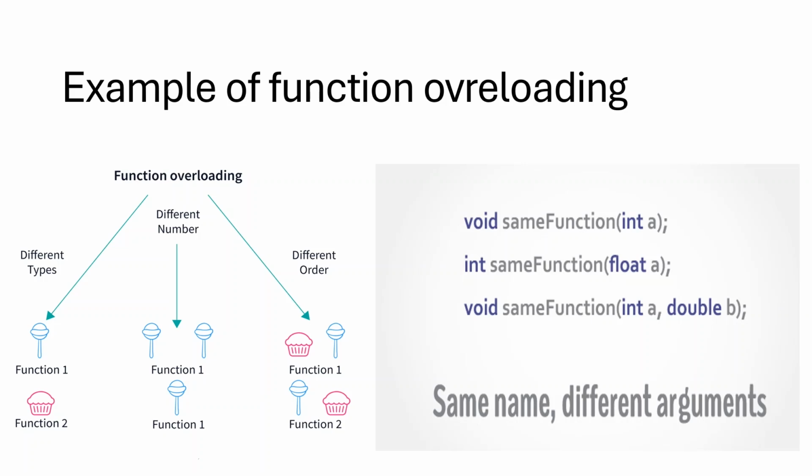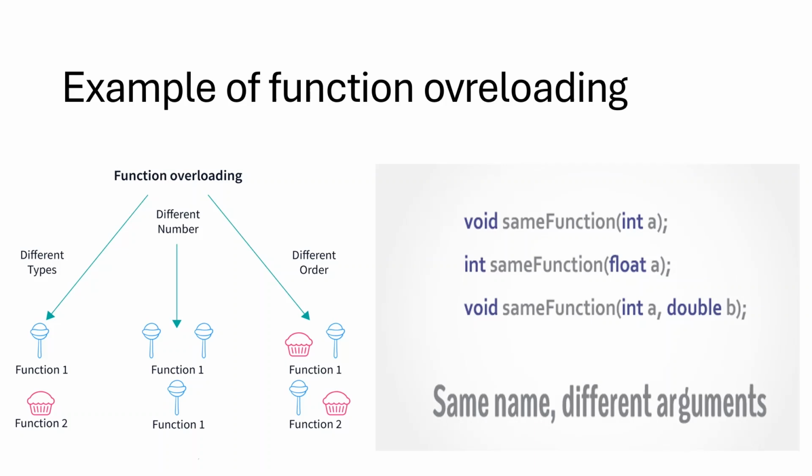In the first function we are declaring a as an integer. In the second function we are declaring the same a as a float. And in the third function we are declaring a as an integer and b as a double. So we are using different data types and different parameter lists. Only one parameter should be used is not a rule; we can use a number of parameters with different variables. So, same name, different arguments.